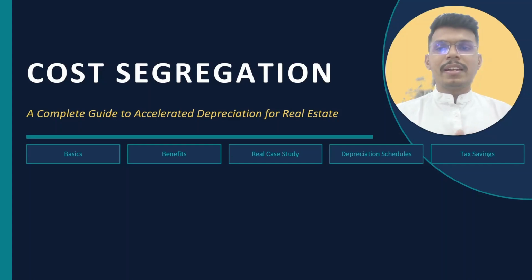So today we will learn about the cost segregation study. In this cost segregation study, we will learn about the basics of it, what are the benefits, how a person can calculate depreciation on cost segregated property, and how a person can save taxes with the help of cost segregation.